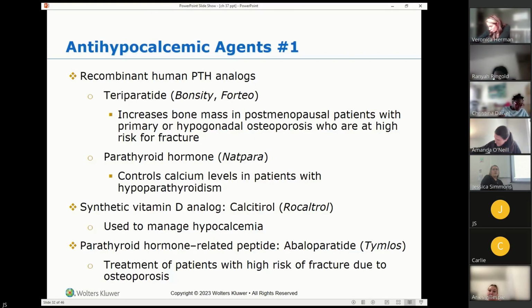We have a PTH-related peptide. I also don't need you to really know anything about this, but it is for the treatment of patients with high risk of fracture due to osteoporosis. So this is a drug.